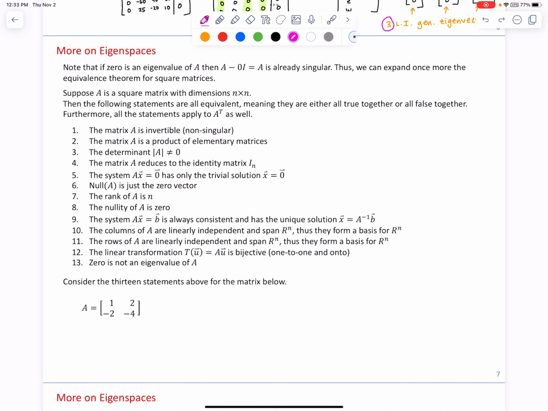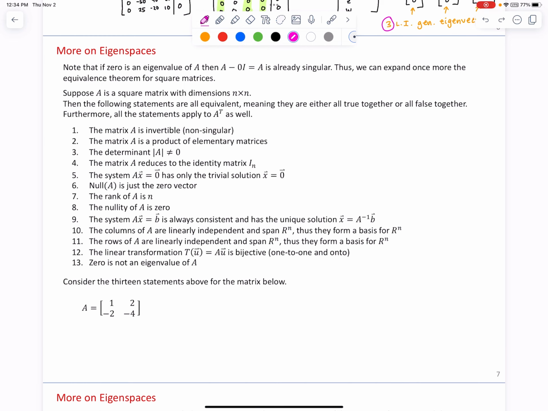But we also know that the determinant of a matrix is the product of its eigenvalues. So if any one of the eigenvalues is 0, then the product of all the eigenvalues will also be 0, meaning that the determinant of the matrix A will be 0, which will mean that A is a singular matrix.